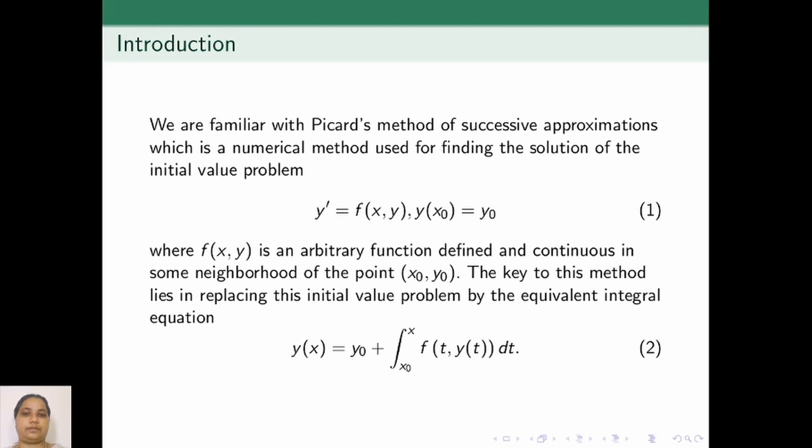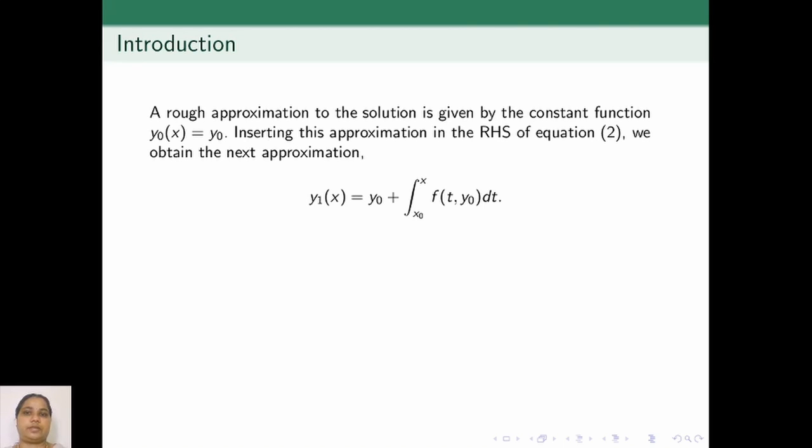The key to this method lies in replacing this initial value problem by the equivalent integral equation y(x) = y0 + integral from x0 to x of f(t, y(t)) dt. A rough approximation to the solution is given by the constant function y0(x) = y0. Inserting this approximation in the RHS of equation 2, we obtain the next approximation y1(x) = y0 + integral from x0 to x of f(t, y0) dt.